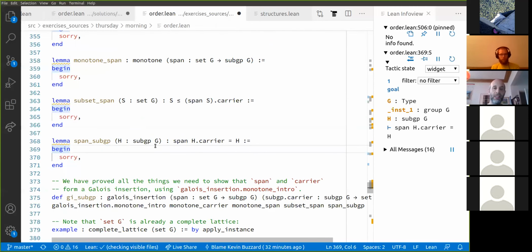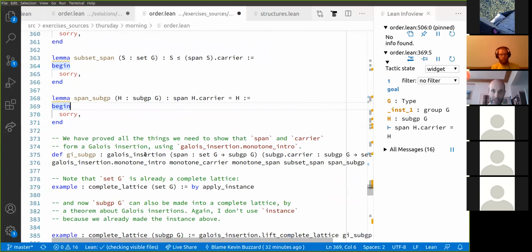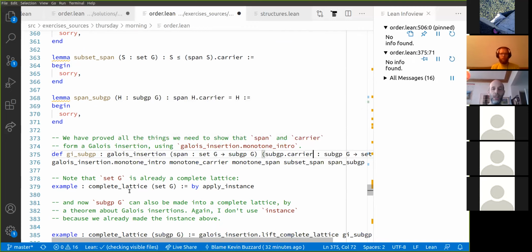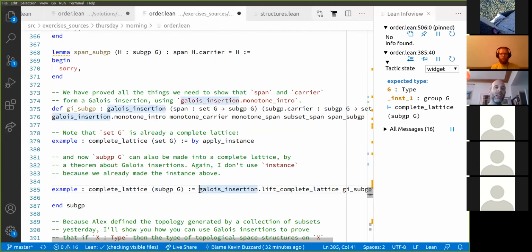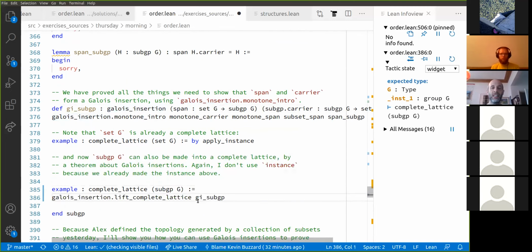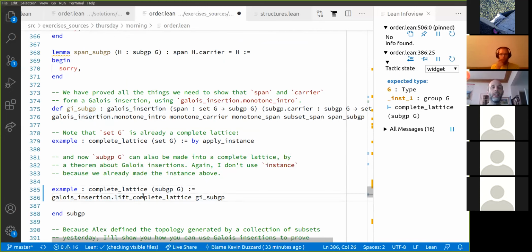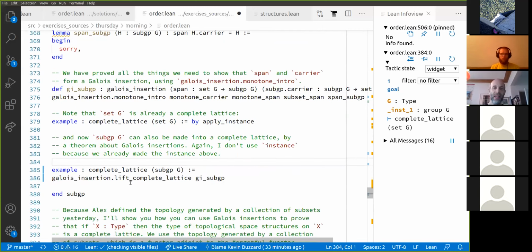So here we have a Galois insertion, which we can prove by just inserting all these lemmas, and then magically from a Galois insertion, we can construct a complete lattice. So this is the point of Galois insertions: if I insert my Galois insertion into some magic function, then it will lift a complete lattice structure on the subsets of G, which we're assuming, to a complete lattice structure on the subgroups of G. So that's that, but I feel bad about that.